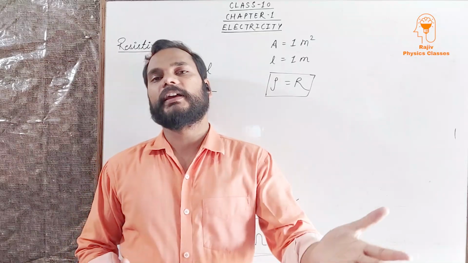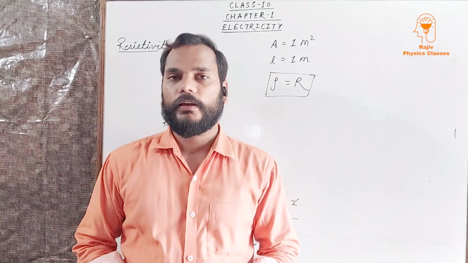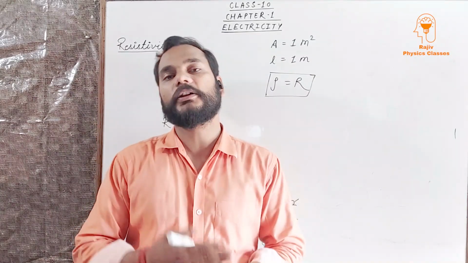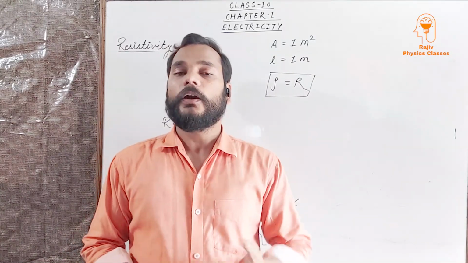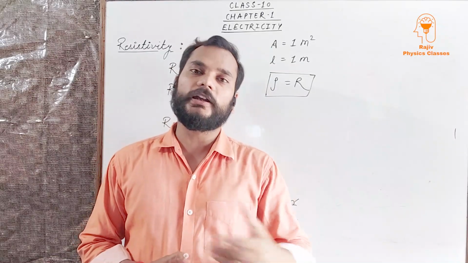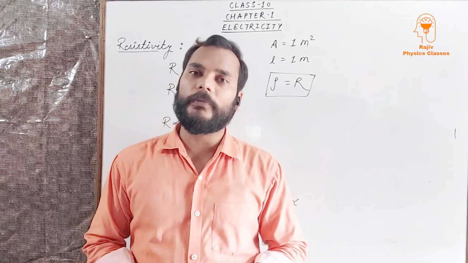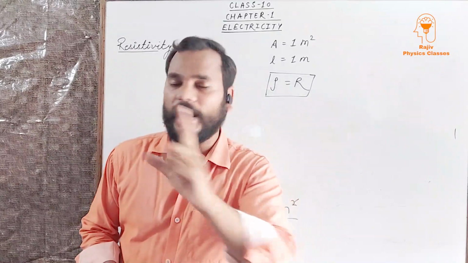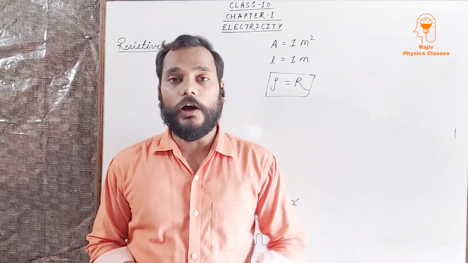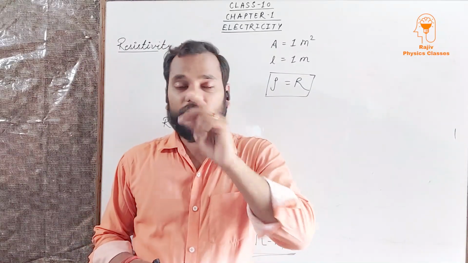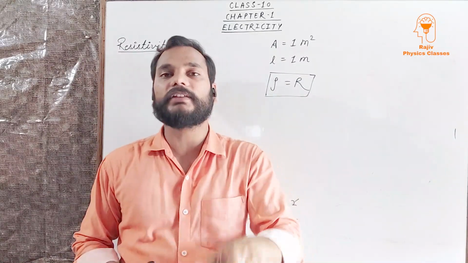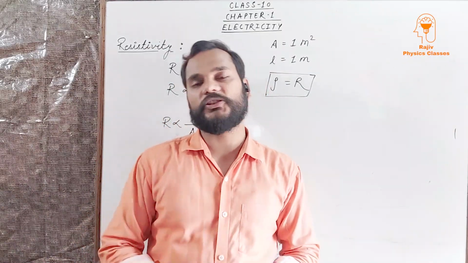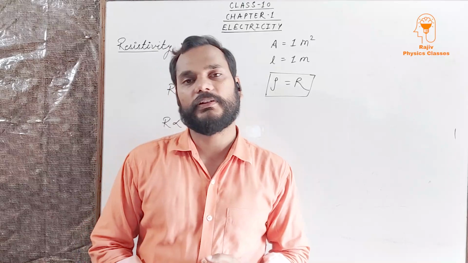That means, if I say aluminium and copper, these are two different materials, so they will have different resistivity. But if I say 1 meter length of copper and 20 meter length of copper, both are copper only, the length is different, so the resistivity will be the same. Remember that. Resistivity of a substance does not depend on the length as well as its thickness. It doesn't depend on size. It depends only on the temperature and the material of the conductor.